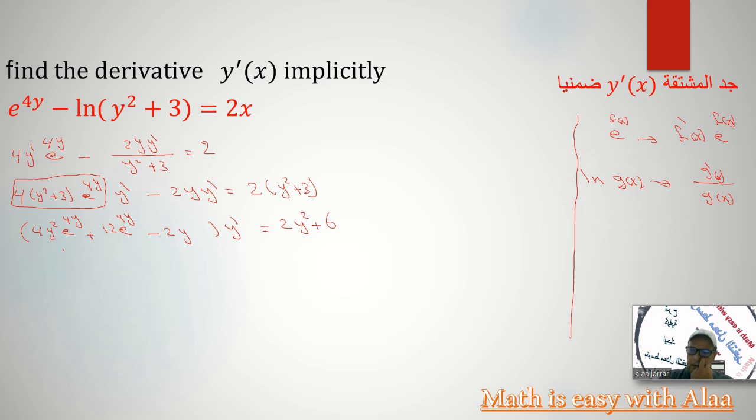Divide both sides by 4y squared e to the power 4y plus 12 e to the power 4y minus 2y. So it will be y prime equal y squared plus 3 divided by 4y squared e to the power 4y plus 12 e to the power 4y minus 2y.